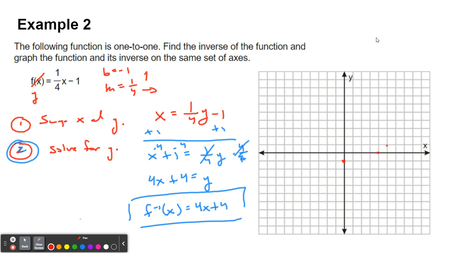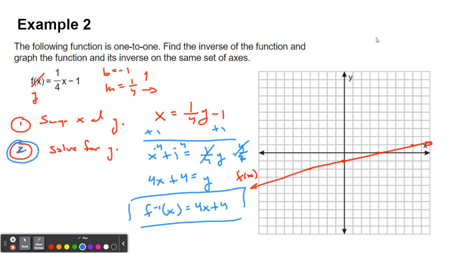Up 1, right 4. There we go. And this is going to be our function f of x. I'll go down 1, left 4 as well, just to get another point. There we go. So there's f of x.